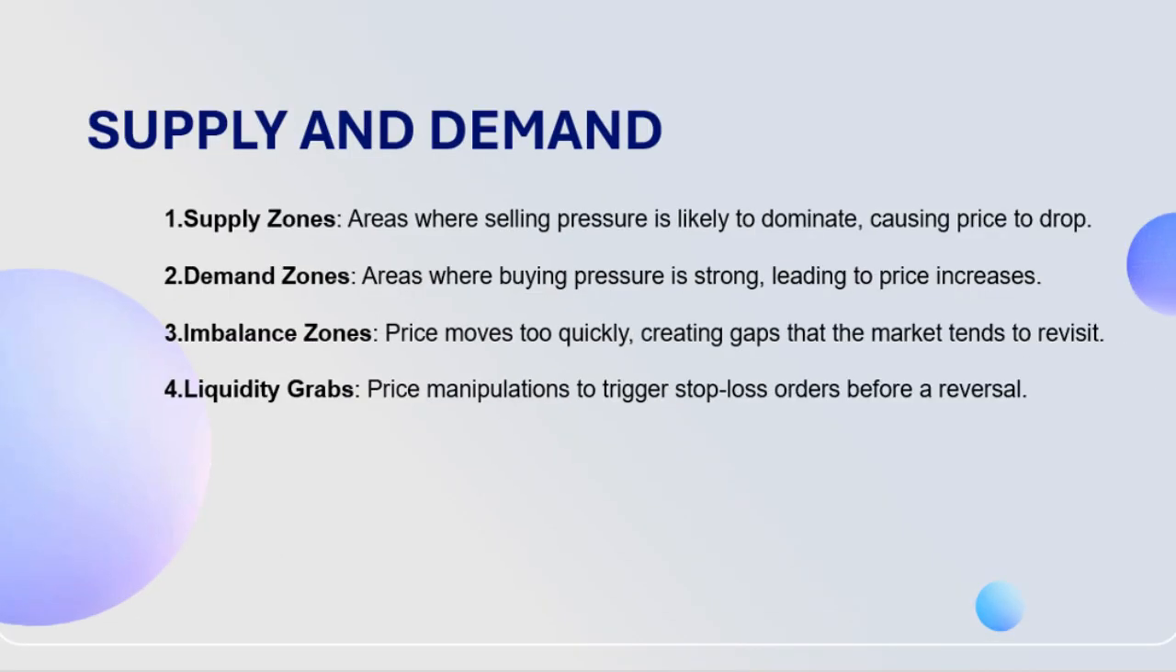The next is supply and demand. In supply and demand, there are supply zones, demand zones, and imbalance and liquidity gaps. I have written a little bit about it, as you can see in the picture. These are the main things in supply and demand.